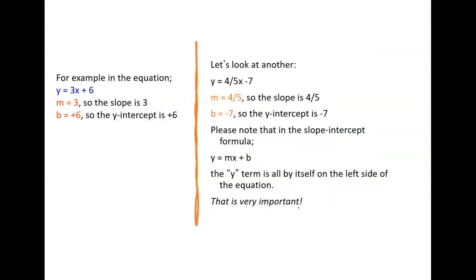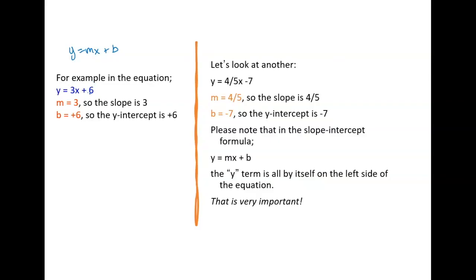So for example, if I have this equation, y equals 3x plus 6, my slope is 3, because it's the number right in front of the x. We have mx plus b, so the number in front of, or beside, the x is going to be my slope.